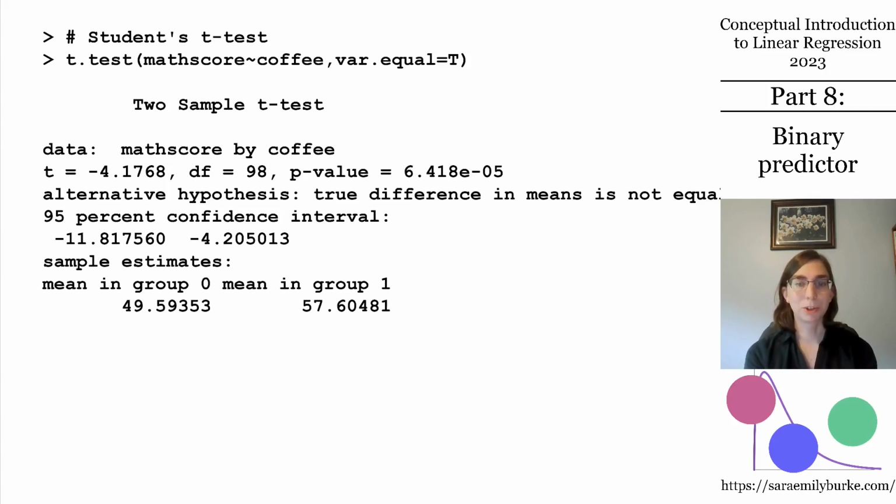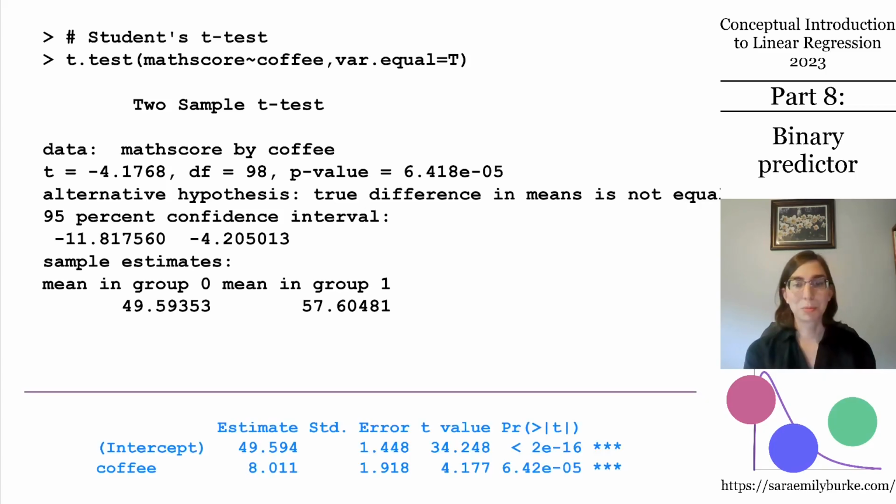Here is the standard R function for that t-test, comparing the no coffee condition to the coffee condition. The t-value is negative 4.177 with 98 degrees of freedom, and the p-value is 0.00006. There's 98 degrees of freedom because the sample size is 100, and we've all been taught that the degrees of freedom for an independent samples t-test is n minus 2. The difference between the two means is 57.6 minus 49.6, those are the two means, which comes out to 8.